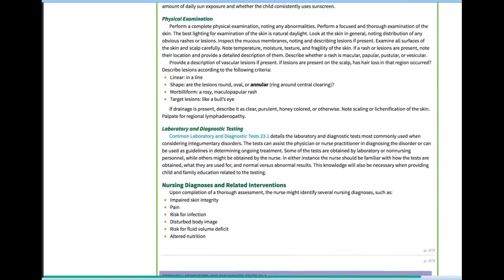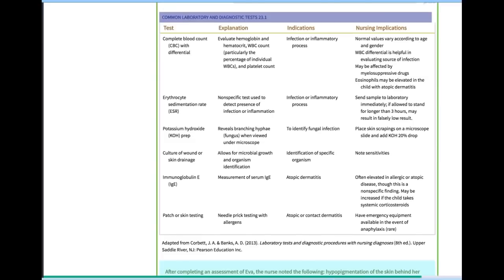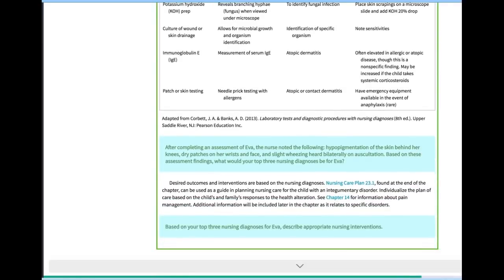When you're doing a physical examination, you want to use those terms that we talked about to describe what you see. If it's a linear line of vesicles, you can think about poison ivy. Make sure you describe the shape. Are they round? Are they oval? Do they have a central clearing spot? Do they have a bullseye, like a target lesion? You need to describe it very thoroughly. This just talks about some tests, and we've talked about all of those.